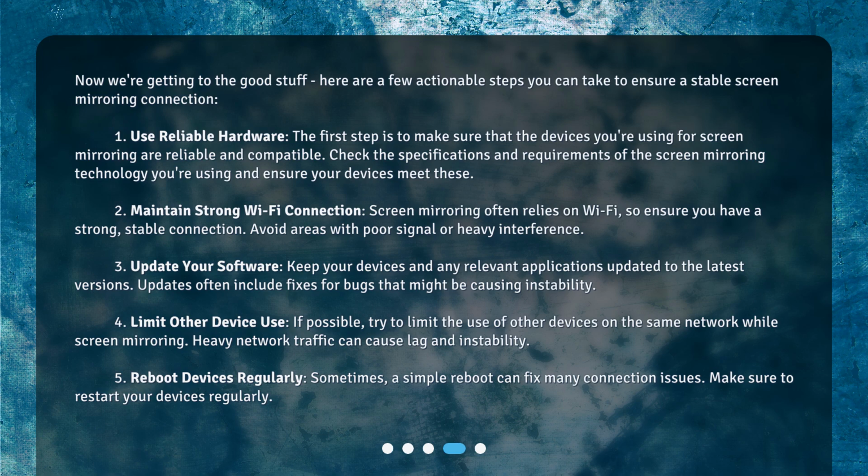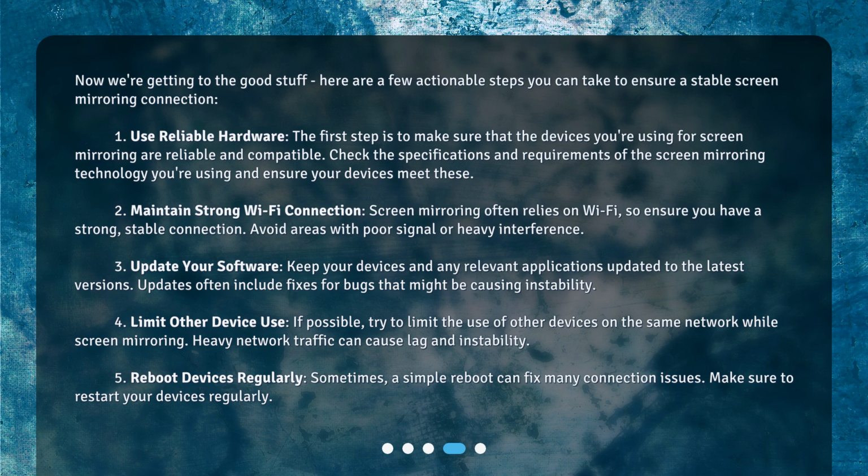2. Maintain strong Wi-Fi connection. Screen mirroring often relies on Wi-Fi, so ensure you have a strong, stable connection. Avoid areas with poor signal or heavy interference. 3. Update your software. Keep your devices and any relevant applications updated to the latest versions. Updates often include fixes for bugs that might be causing instability.